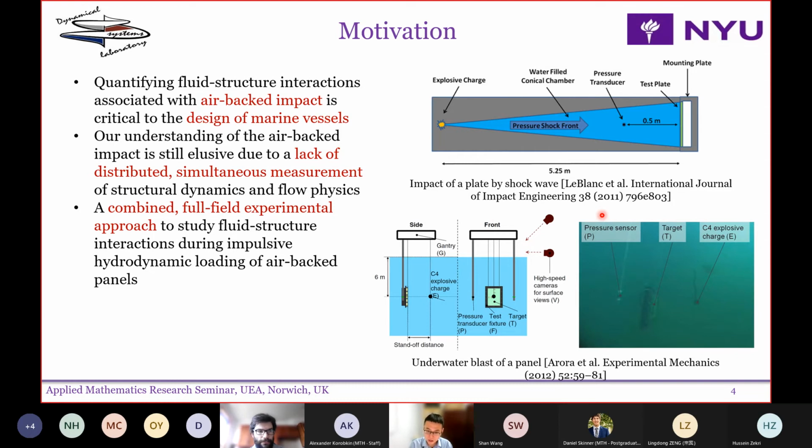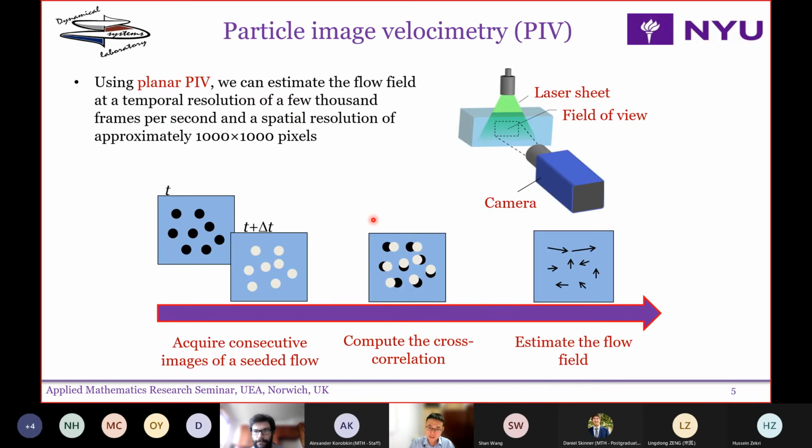For the flow measurement, we used a standard technique to measure flow, PIV, particle image velocimetry. I'm pretty sure most of us are familiar with this technique. The idea is to use a laser to light up a two-dimensional plane, and we put seeding particles in the water flow. If we can record the motion of the particles with a high-speed camera, we can get an idea of the flow field, the velocity field of the flow.